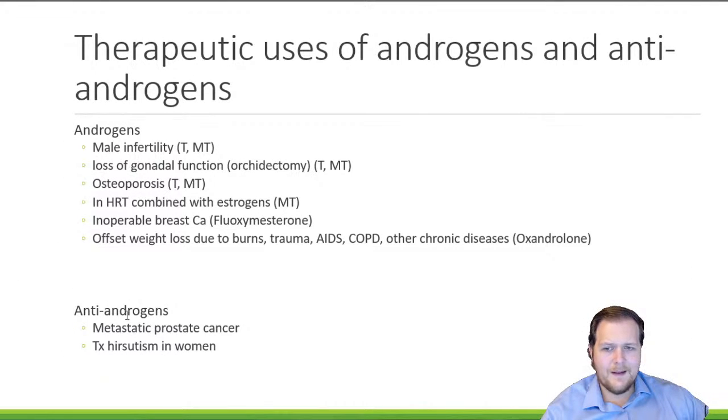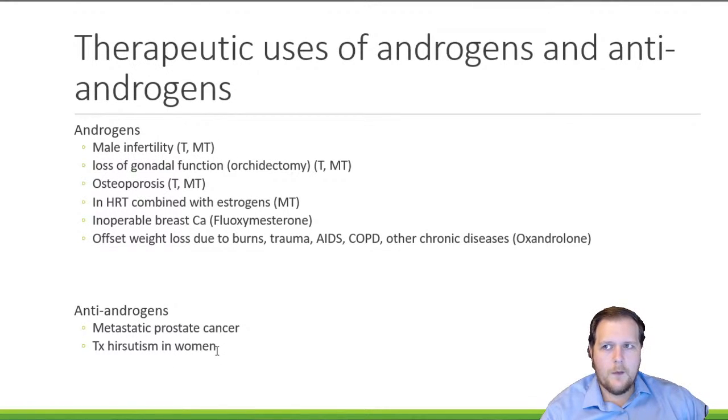Sometimes we'll use what we call anti-androgens in order to prevent some of these androgenic effects. So if you have something like prostate cancer, where things like DHT are stimulating the prostate to continue to grow, you can inhibit that by using some sort of anti-androgen drug, which I'll talk about a few here in just a moment. Or for things like hirsutism in women, right?